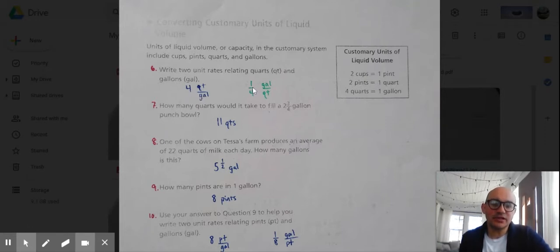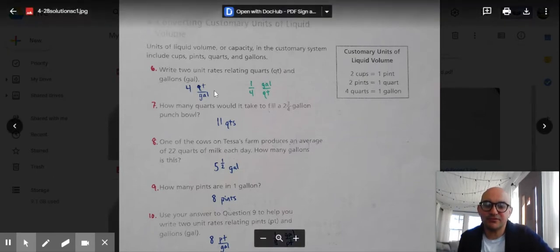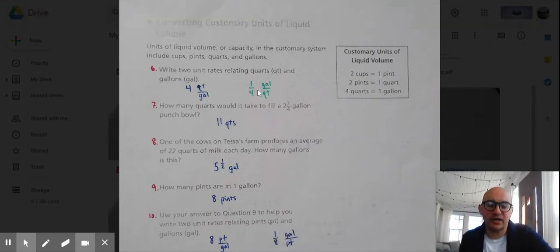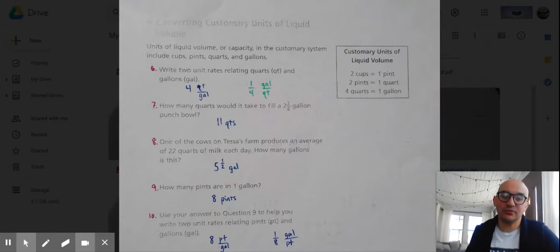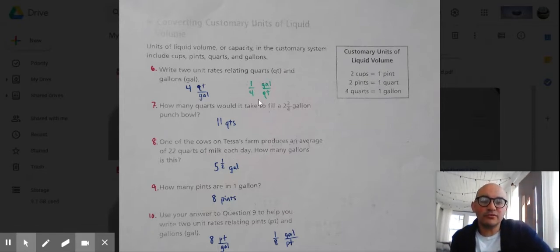And then similarly here, all I do with my green pen is flip-flop this. So I go from 4 quarts per gallon. On this problem, I want gallon on top, so my 4 turns into 1/4. This unit rate is the inverse. And so I have 1/4 of a gallon per quart. Okay, and that's all we had to do on number 6.